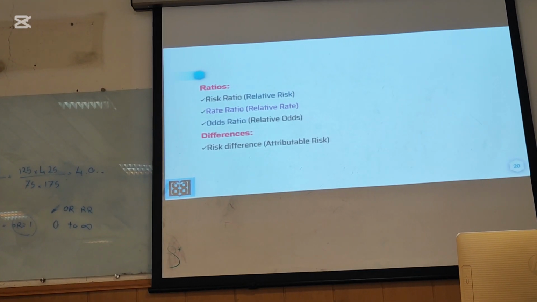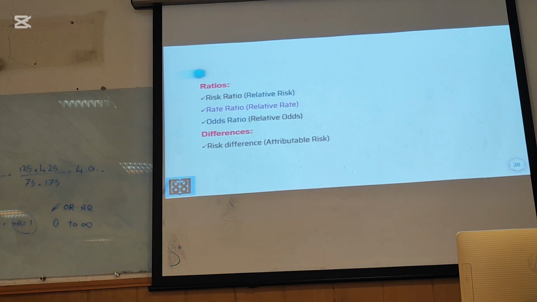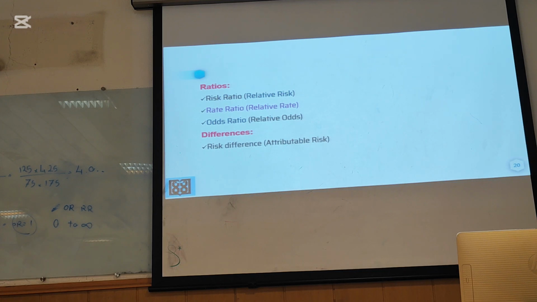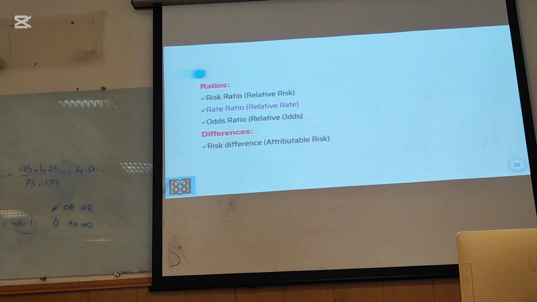What is the best index for assessing an association in a cohort study among these? Risk ratio. Risk ratio is better than odds ratio and rate ratio. But odds ratio is very important because, as I said, it can be estimated using a logistic regression model or a statistical analysis. So both of them are correct and important, but relative risk is better. Okay. We can have a break now.